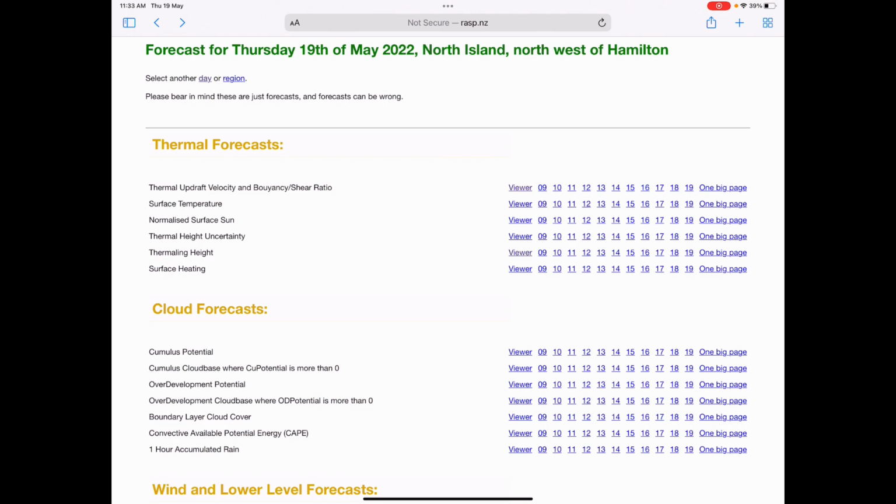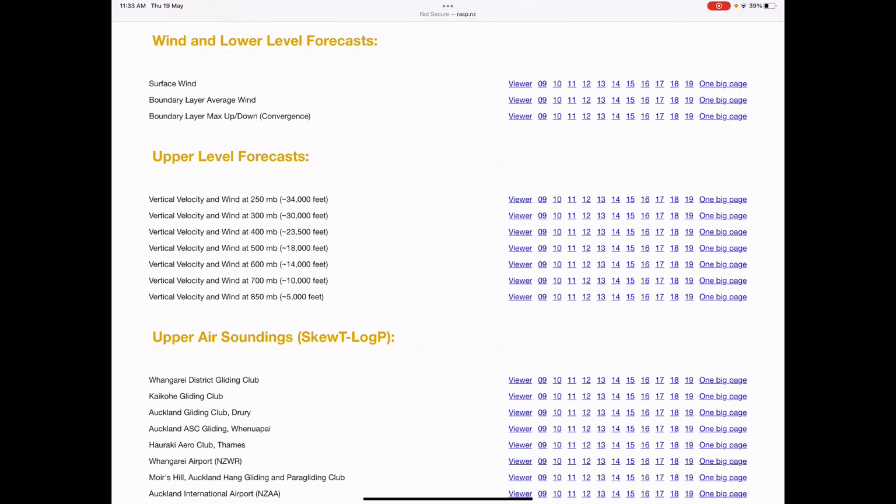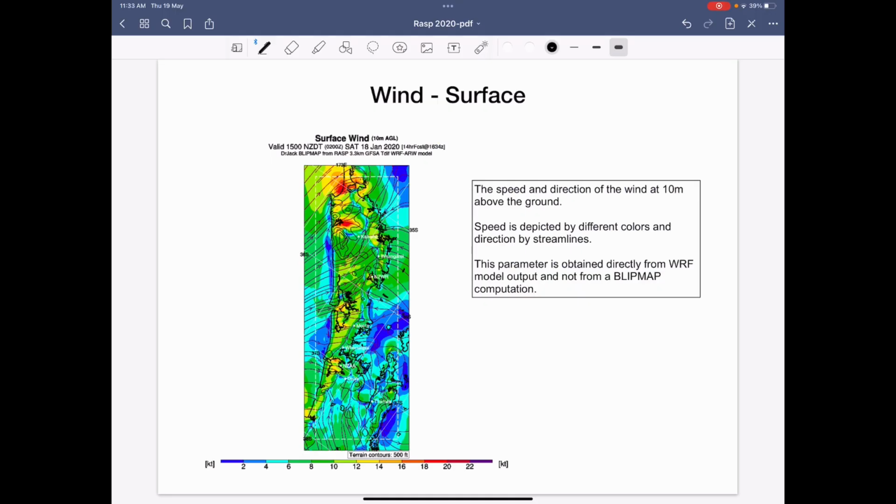The next thing I would look at would be wind and lower level forecasts. So we're going to look at surface wind, boundary layer, average wind, and convergences. So surface wind is going to look at the speed and the direction of the wind at 10 meters above the ground. So the speed of the wind is depicted by the colours on the map, and refer to the key down the bottom for knots. And direction is indicated by the lines and arrows. So you can see looks like a convergence day here with wind coming in from either side of the island. So that is surface wind.